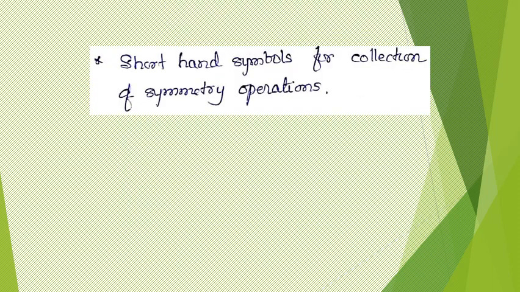Next, these are just shorthand symbols for a collection of symmetry operations. We consider a set of symmetry operations together, and one shorthand symbol is assigned, which we call a point group. So why is this necessary?